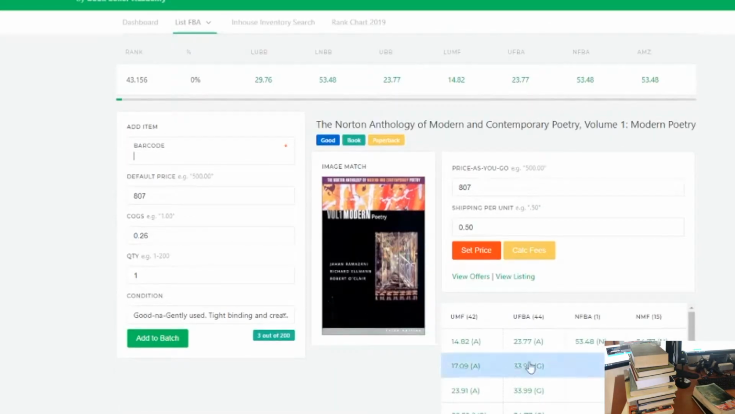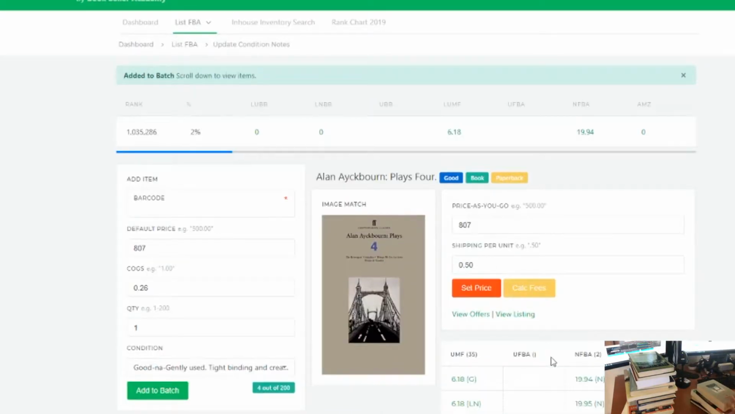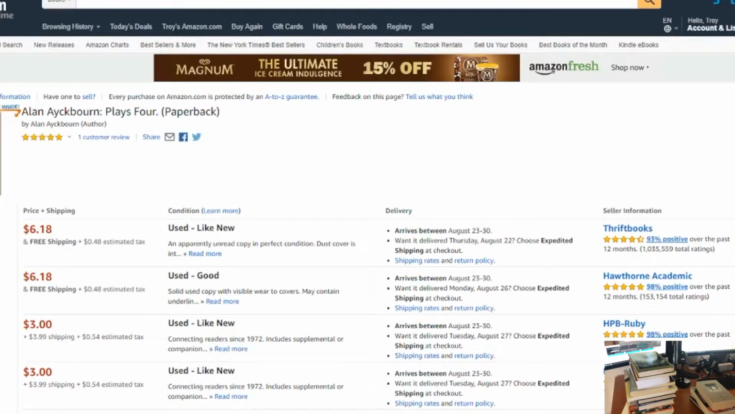All right, so again, I'm just going to be very aggressive here and just hit 2377, just match the price, profit $12, and we'll set the price. Let's just go through this whole thing and just price it really aggressively. Oh, this is an interesting one. The API is not pulling back any used FBA offers. Let's look at the offers real quick and look at Prime.